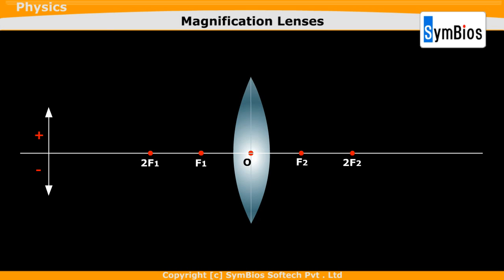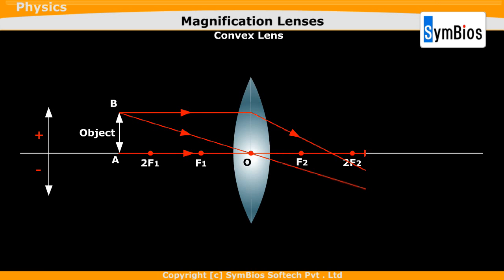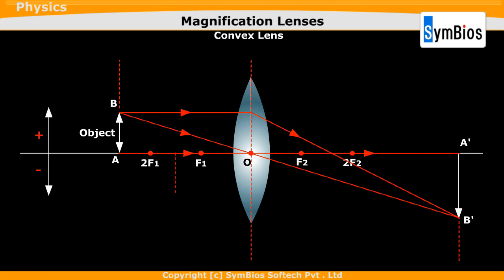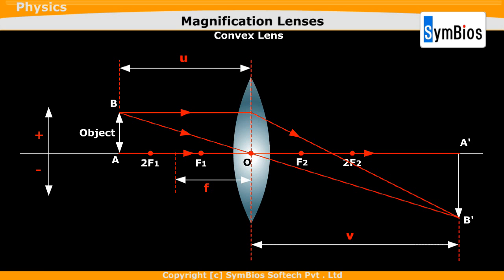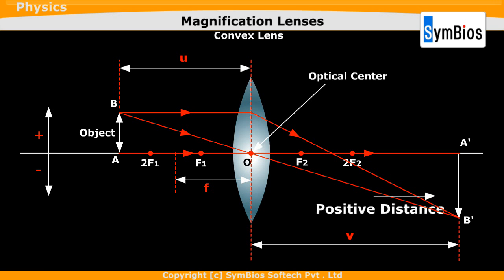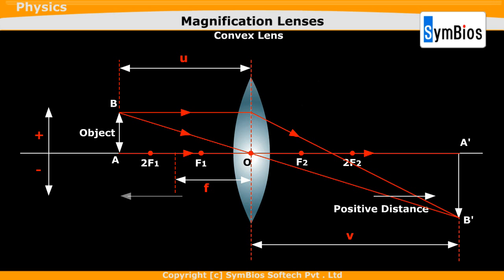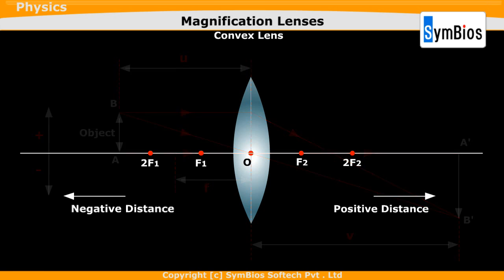To understand the image formation in lenses, the following sign conventions are used. The object is always placed to the left of the lens. That is, light from the object falls on the lens from the left-hand side. All distances parallel to the principal axis are measured from the optical center of the lens. All distances measured to the right of the optical center are taken as positive, and the distances measured to the left are taken as negative.